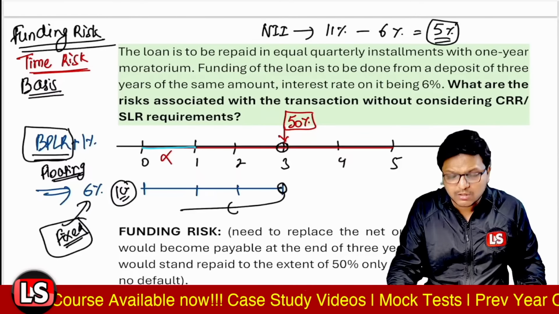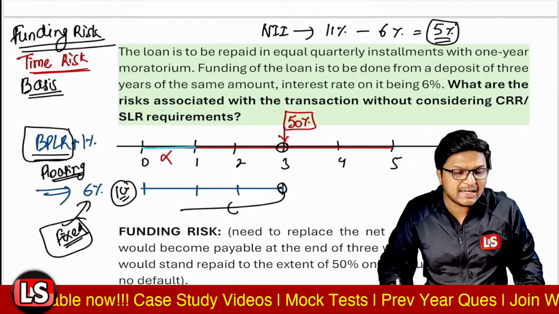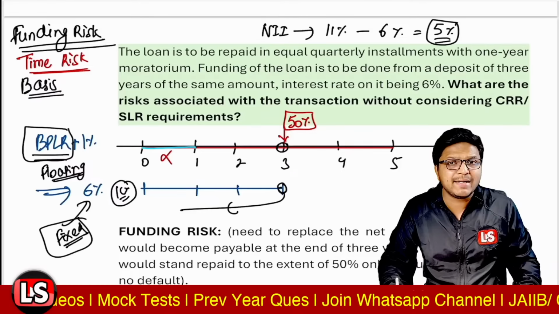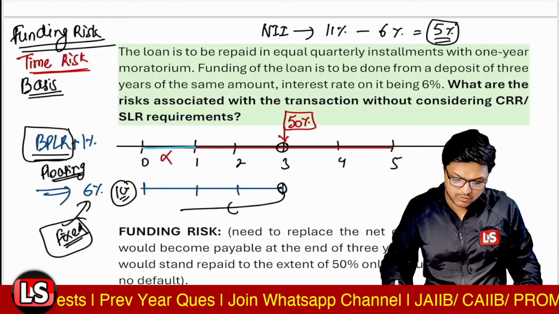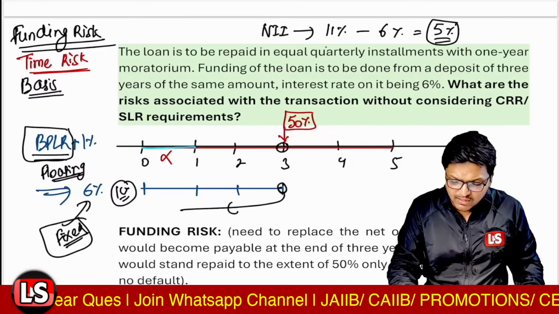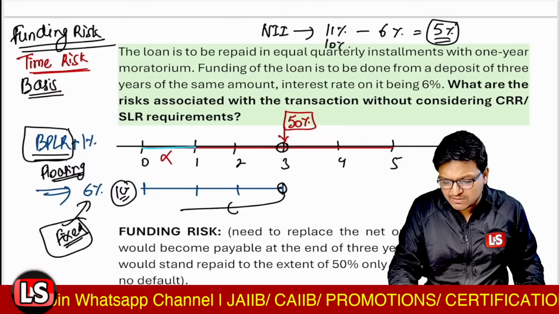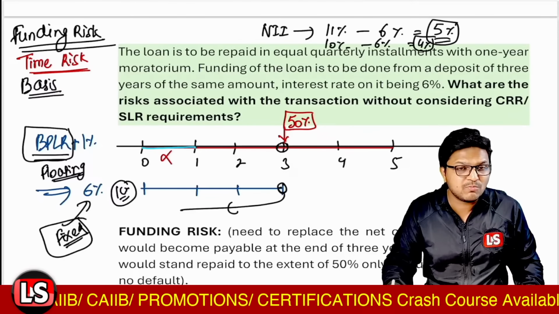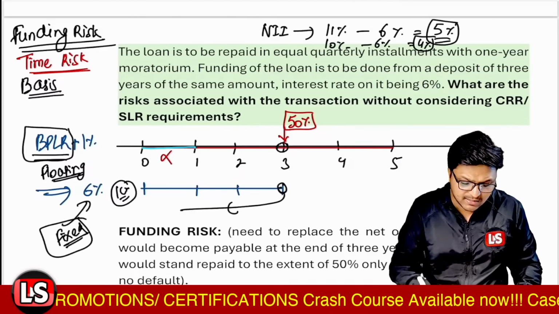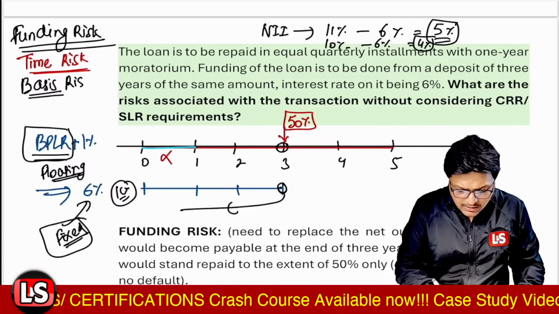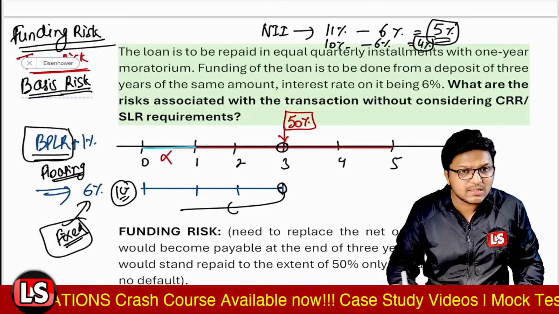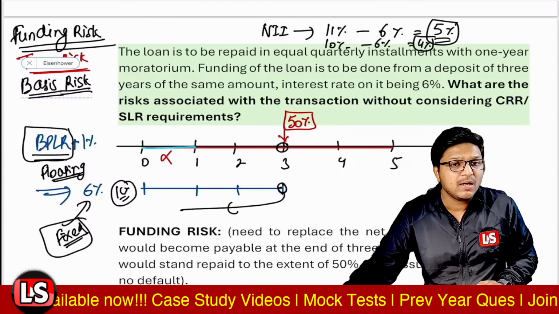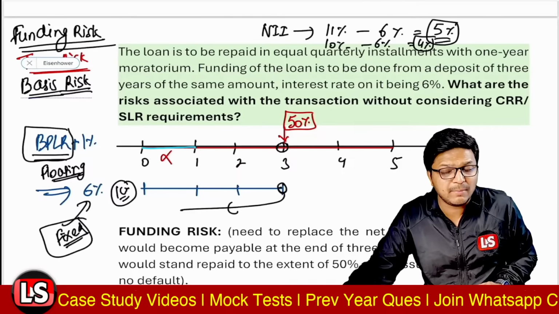Let's say later on the benchmark prime lending rate, that is the BPLR, reduced to 9%. In that scenario, our net interest income will also be reduced. So if the BPLR is 9%, the net interest income will be equal to 10% minus 6%, that is equal to 4%. So that is also a risk which may be there, that is said to be the basis risk, that is particularly imposed because the different deposits and liabilities are based upon different types of benchmark rates.